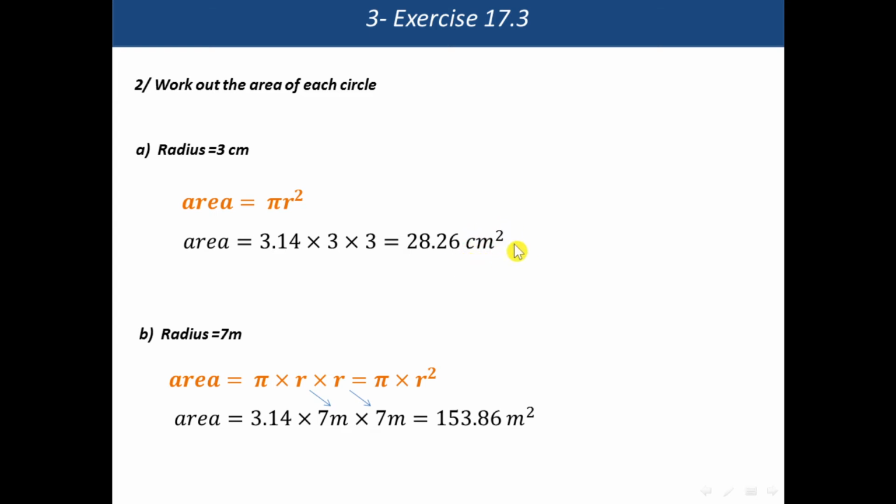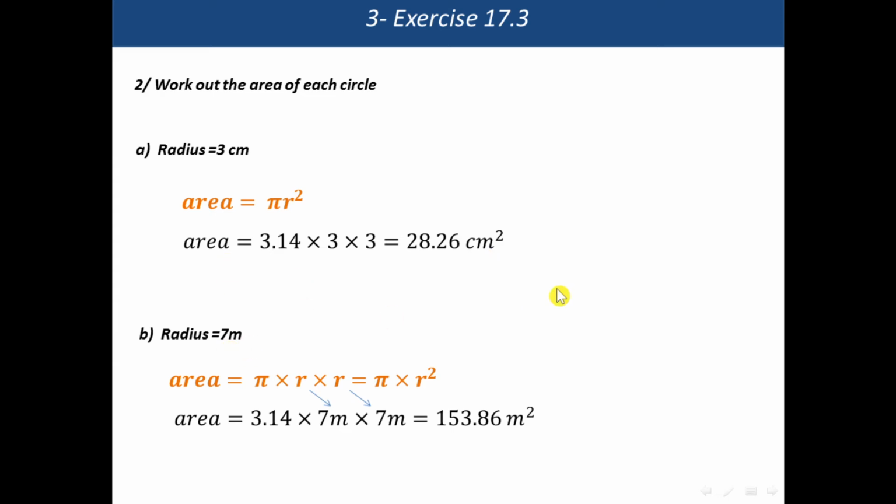Be careful, I shall account for this one. You are accountable to write me centimeter square. If you write me centimeter, that is not an area, this is a length. So you have to write centimeter square as a unit describing the area.